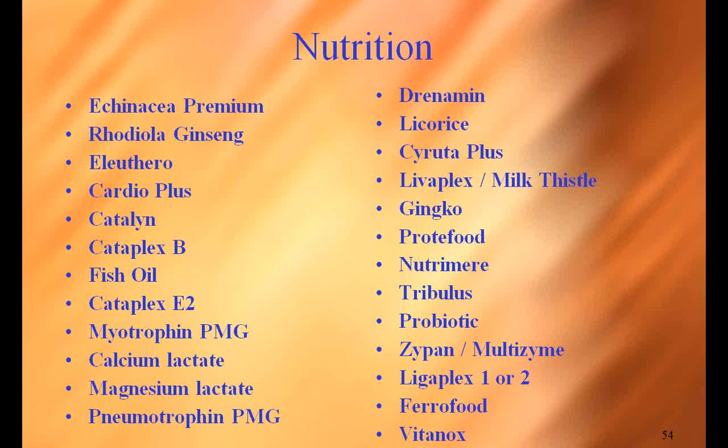The Eleuthero is a Siberian ginseng. It's a little bit different, which actually helps to build your adaptability. It's called an adaptogen, where it helps your body deal with stresses of working out, or any stresses for that matter, to a higher level. Cardio Plus, about everything that you could think of that's important for the heart is in there.